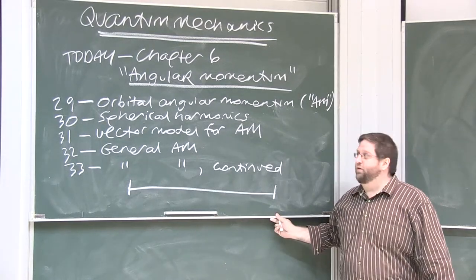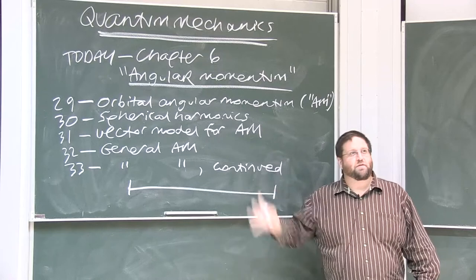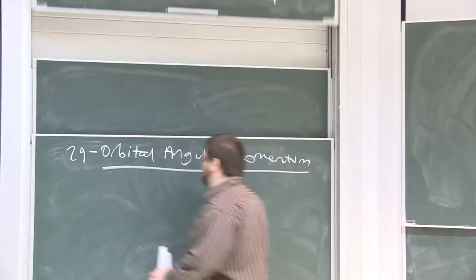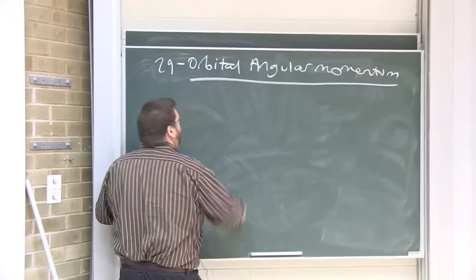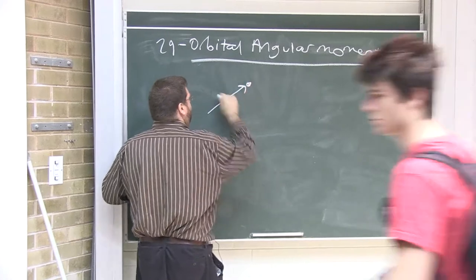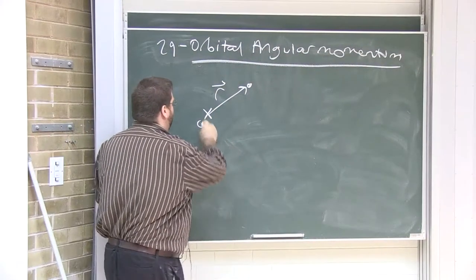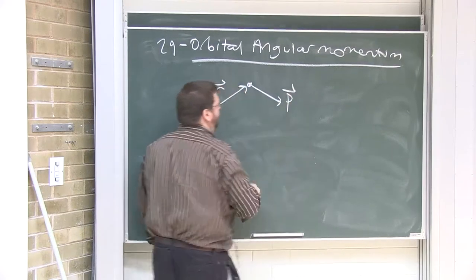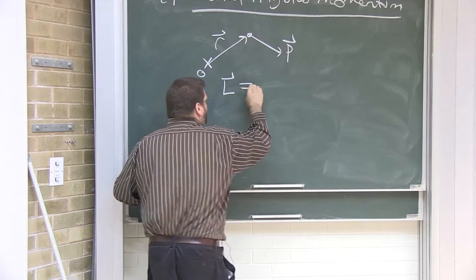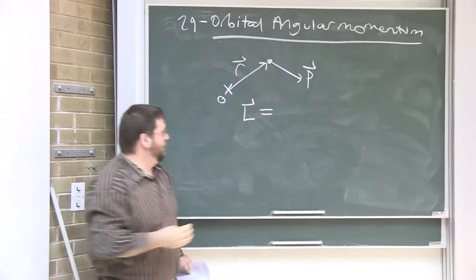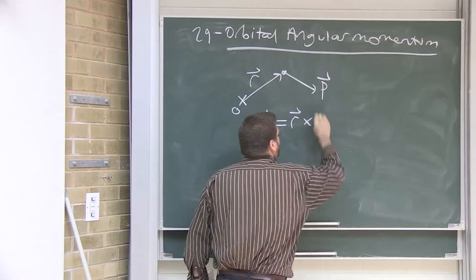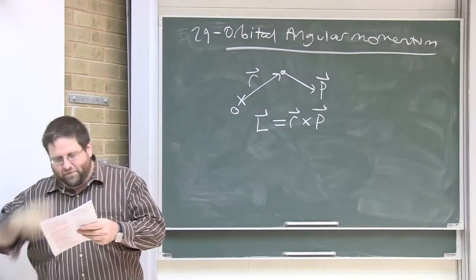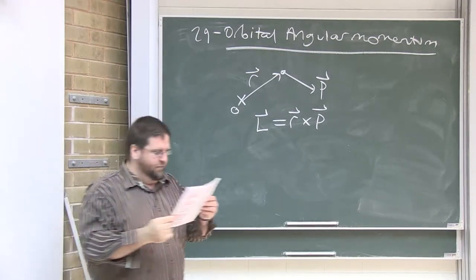So let's begin with orbital angular momentum, studying from a quantum perspective, angular momentum associated with rotation in space. Classically, I might have some particle at some position vector r relative to an origin O, and that particle might have some momentum p. And classically, the orbital angular momentum, which we give the symbol L, as you know from more elementary courses, that orbital angular momentum L, that momentum associated with swirling, is r cross p.